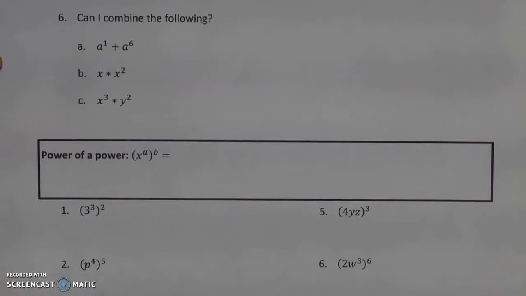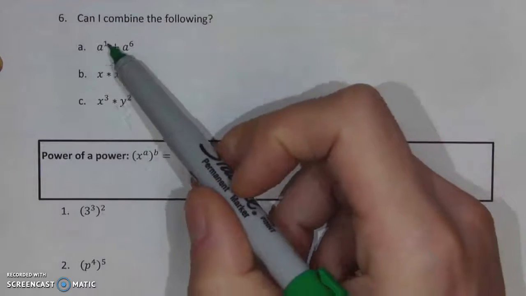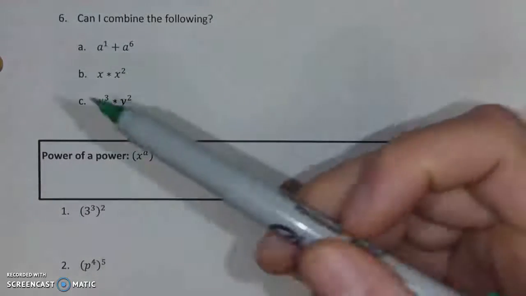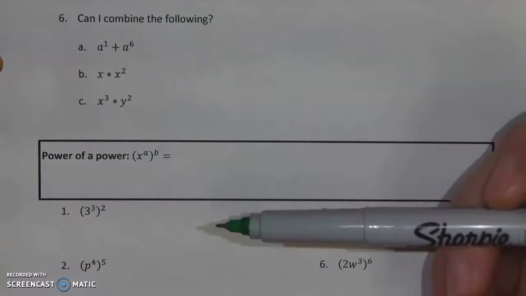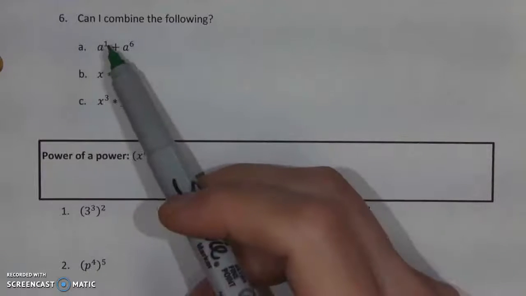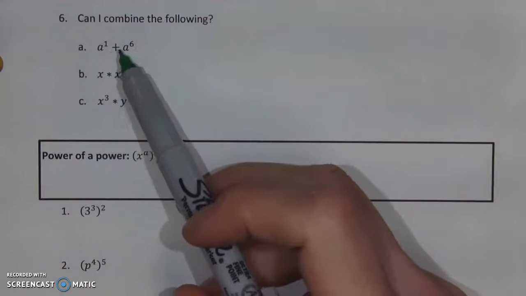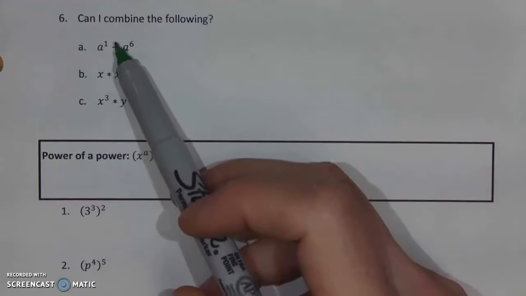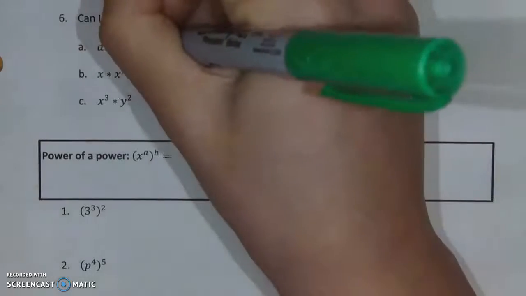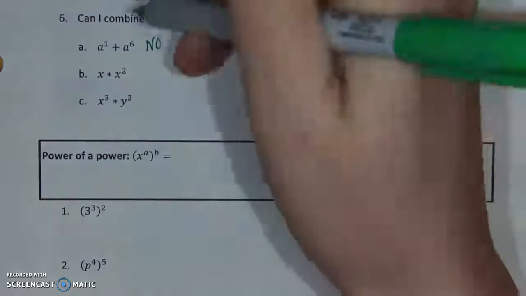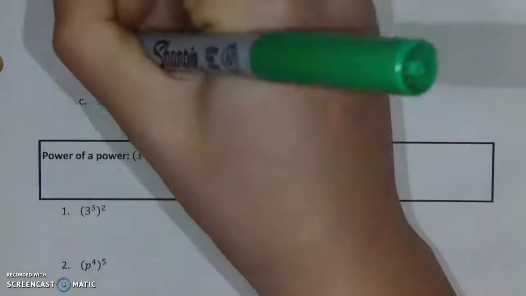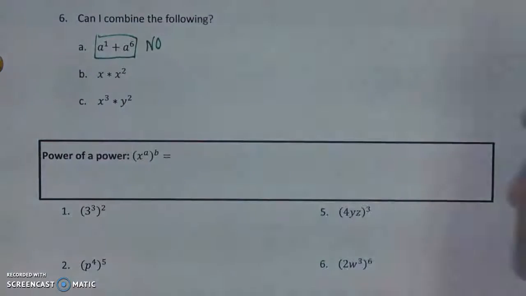Just as a quick check, let's remind ourselves whether or not we can use this shortcut for all of these. Well, here we've got a to the first plus a to the sixth. Can I combine these? Can I simplify them? And the answer is no. These are unlike terms, and unlike terms cannot be combined with addition. So you just write no and you move on. This is as simplified as it could be. It would be your final answer.